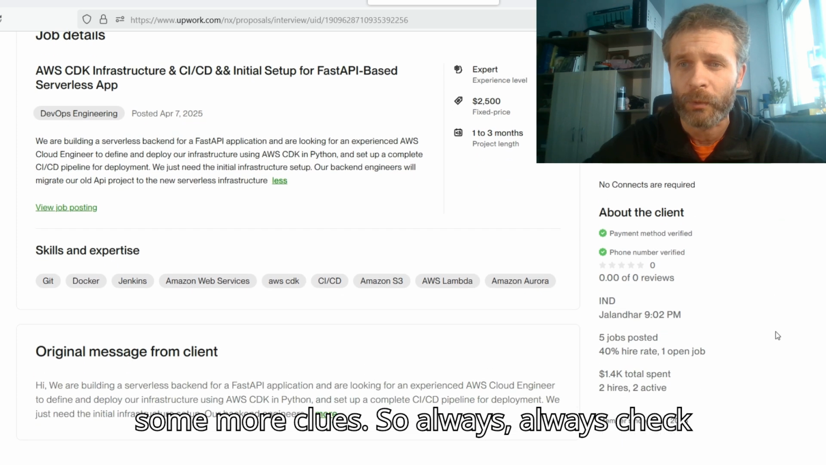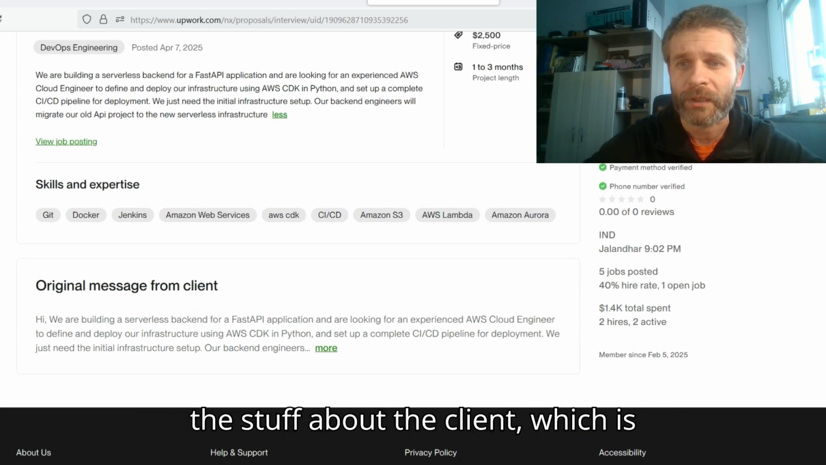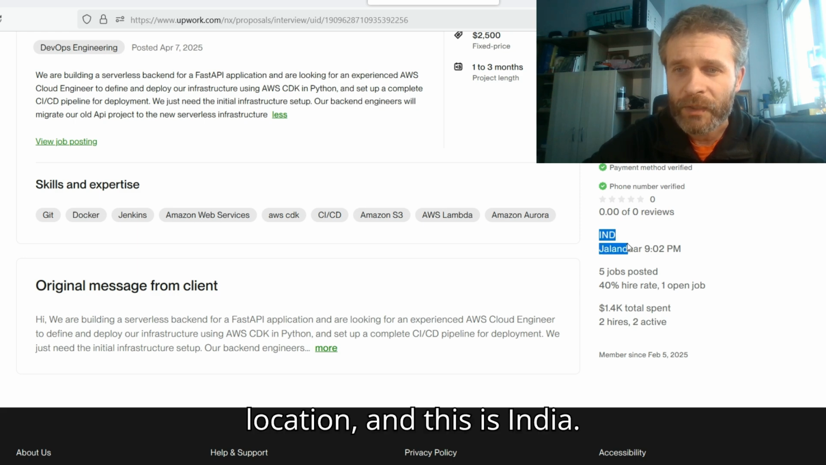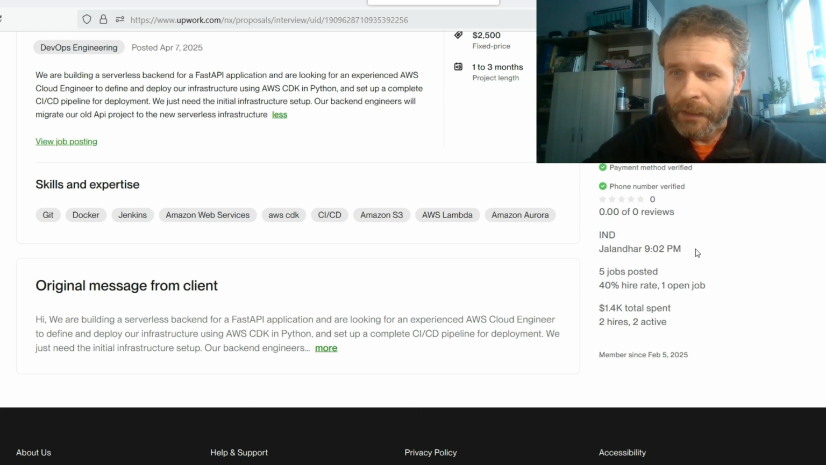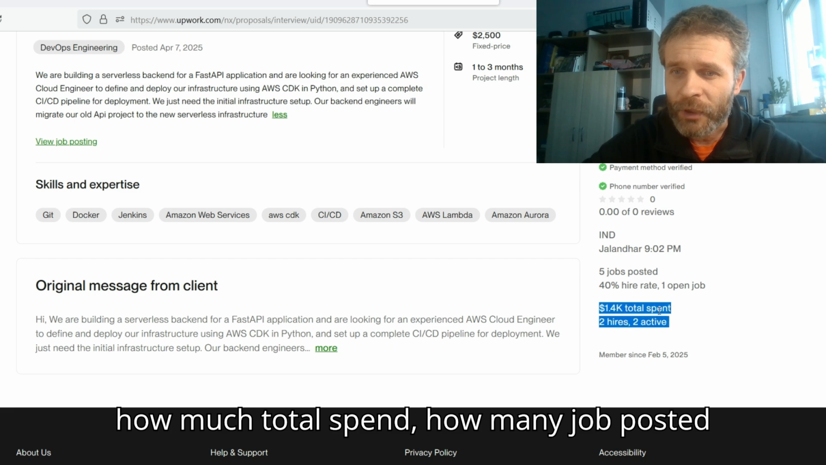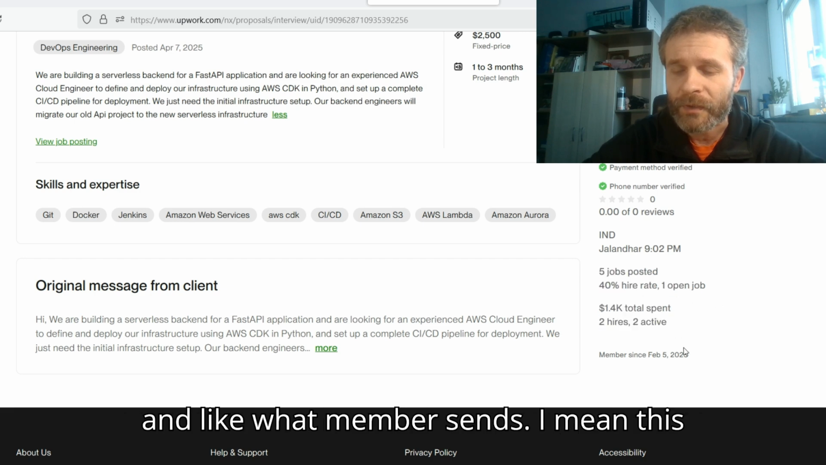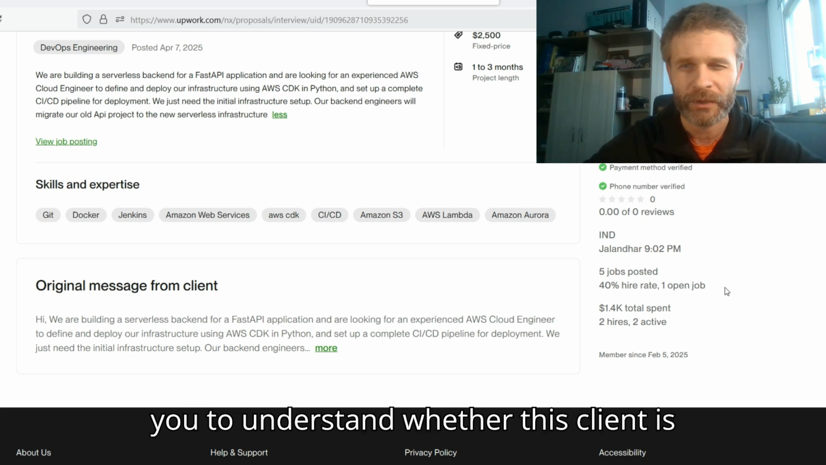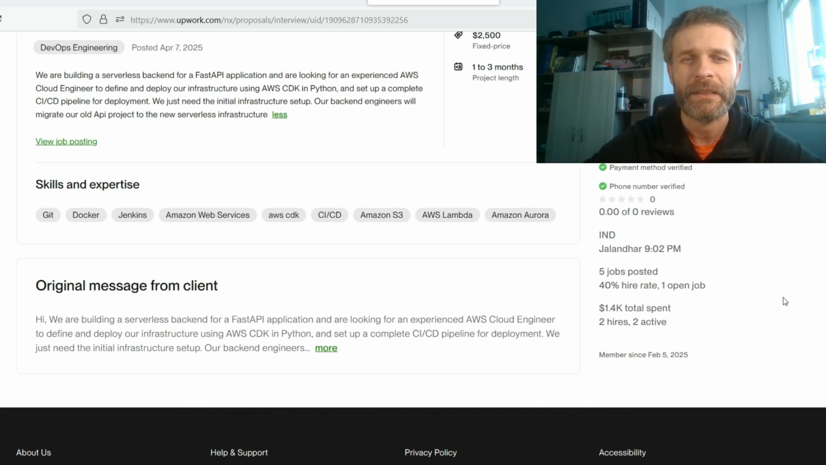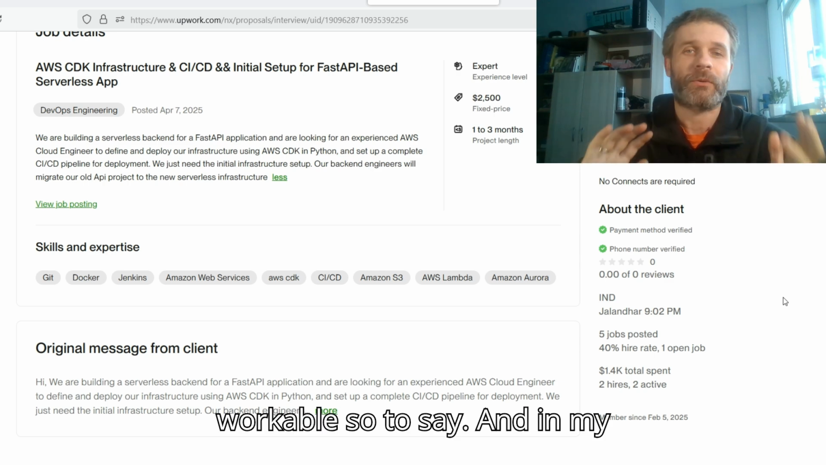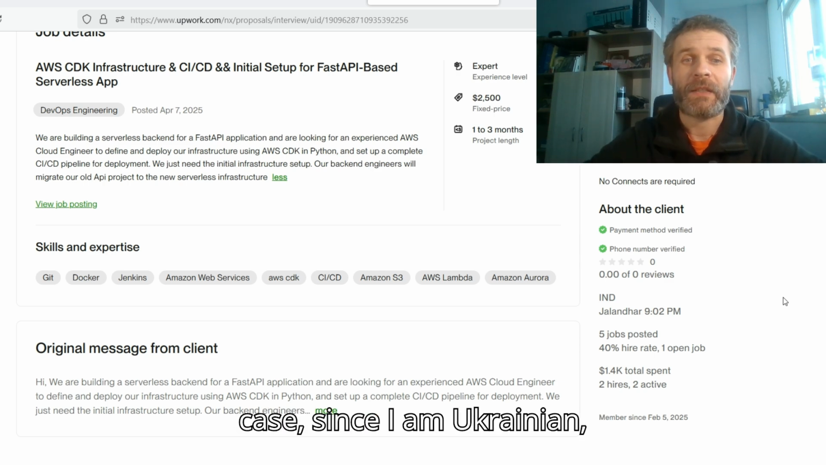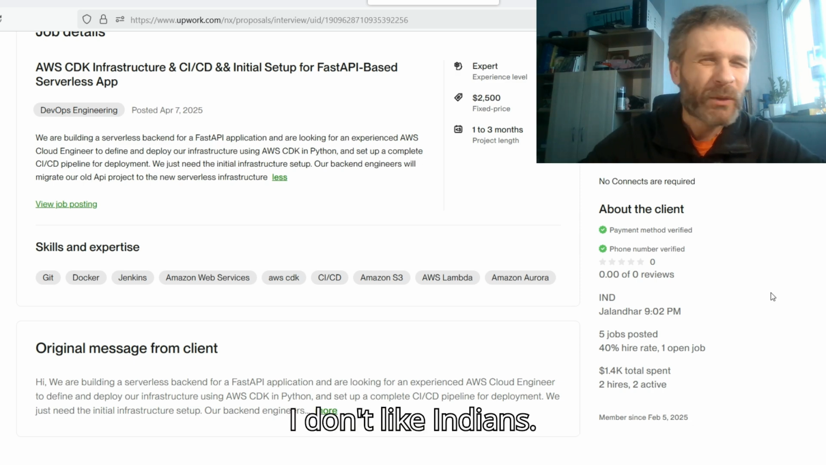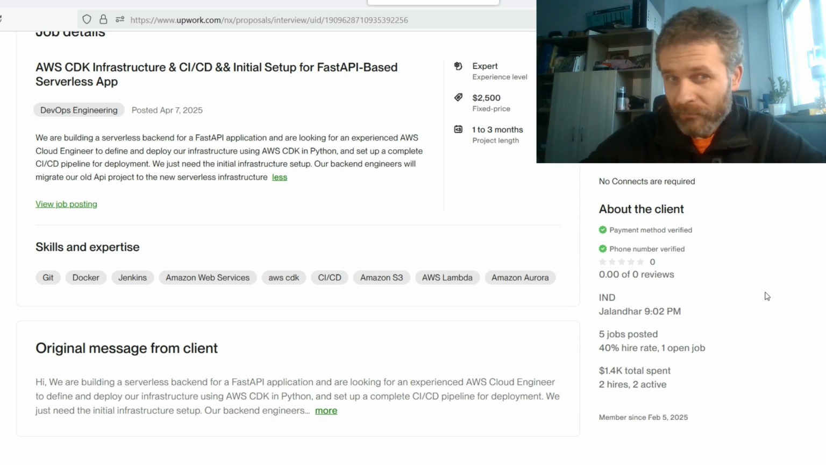So always check the stuff about the client, which is location, and this is India. How much total spend, how many jobs posted, and what's the member since. I mean, this information is a little bit valuable for you to understand whether this client is workable, so to say. And in my case, since I am Ukrainian, I don't like Indians.